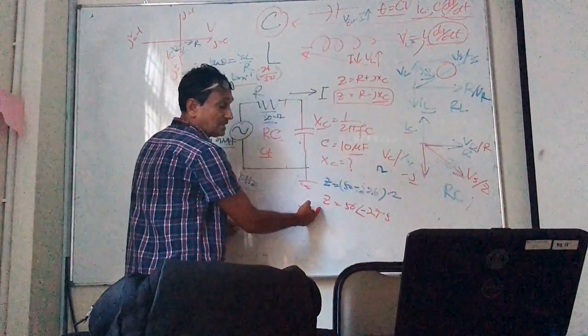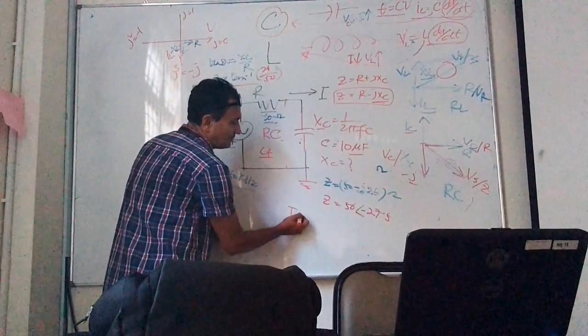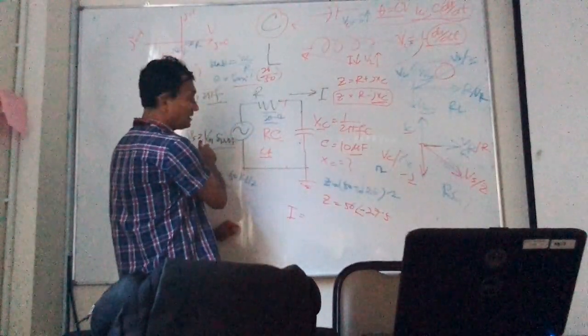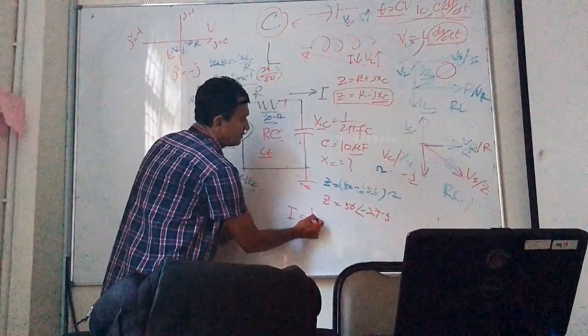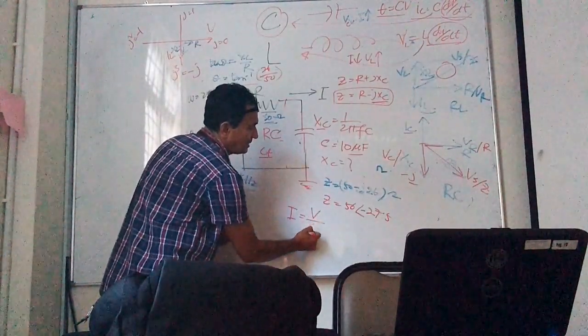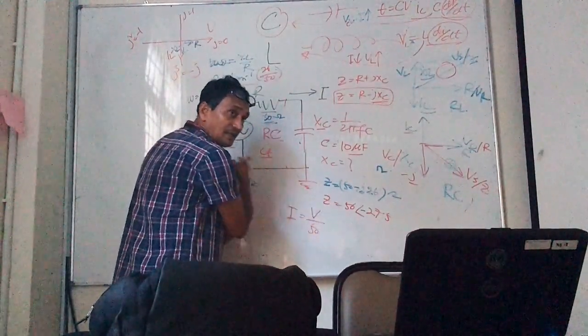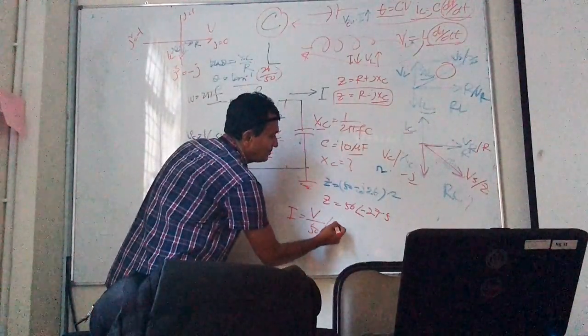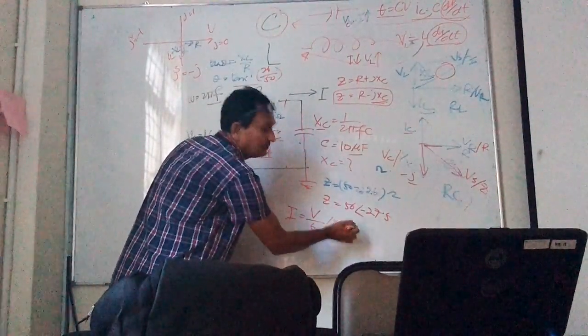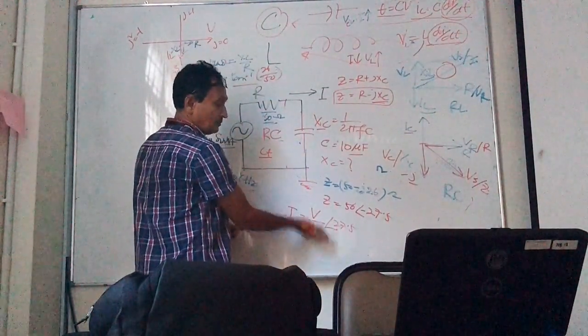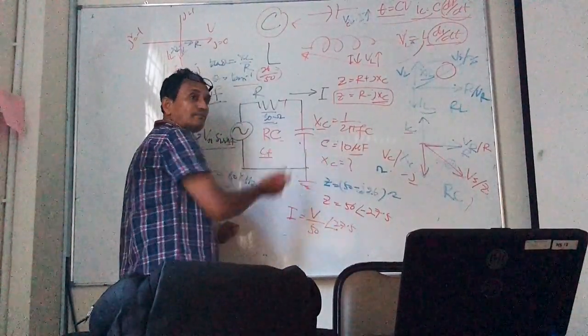So think that if Z is the value there, then the circuit current should be how much? It is 0 reference, voltage supply. It should be V by 50. The V value we don't put here, you can take any value. Then it should be positive 27.5, because the Z angle is negative, so the current goes up.